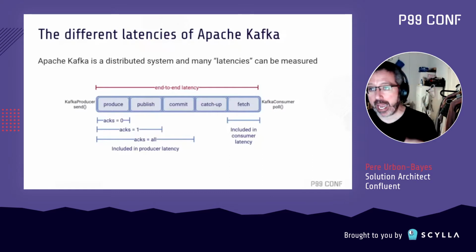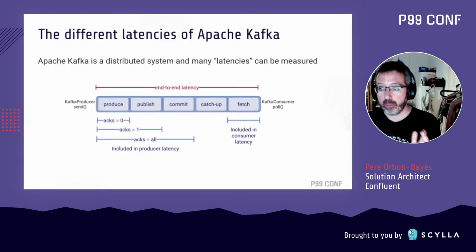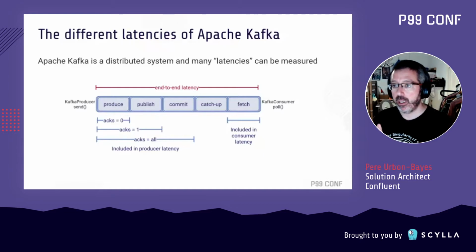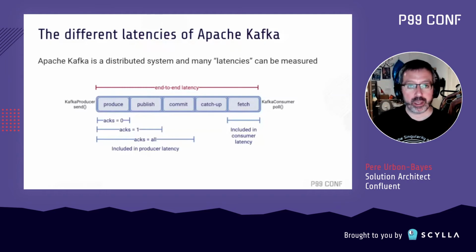As a business, as a user, I care about this one. If I'm only measuring produce latency, or produce and publish, or produce, publish and commit, I might have a different sense of what latency means. One very common pitfall is the use of acknowledgments. Acks 0 means fire and forget, only produce time. Acks 1 covers produce and publish, because I'm sending the data and waiting for the leader replica to respond. Acks all includes all the time to write. It's very important when we measure latency that we are careful with this measure.